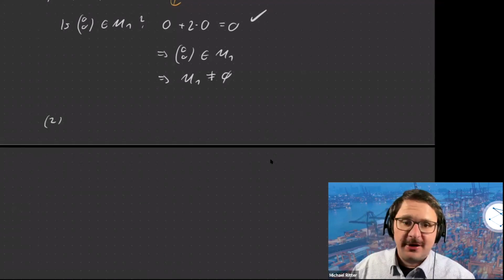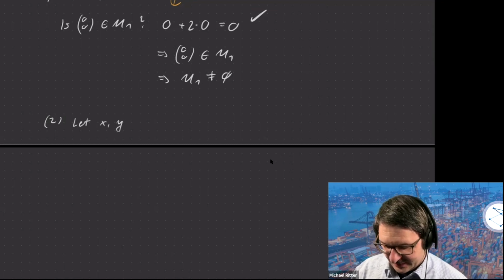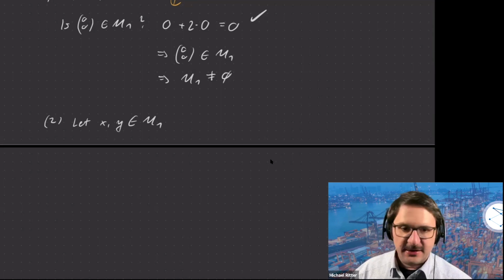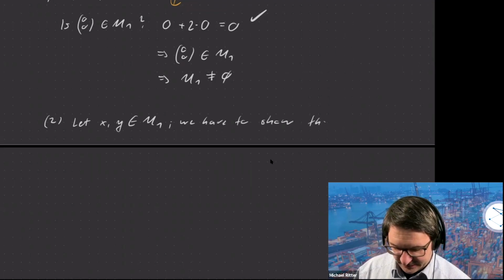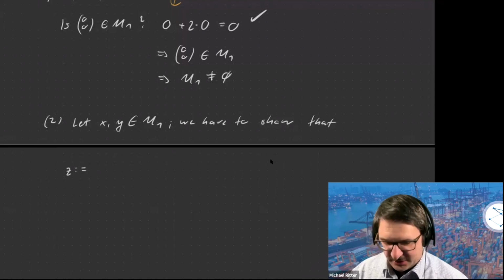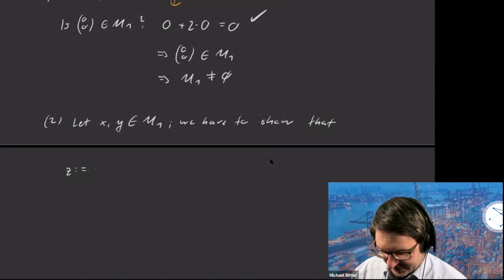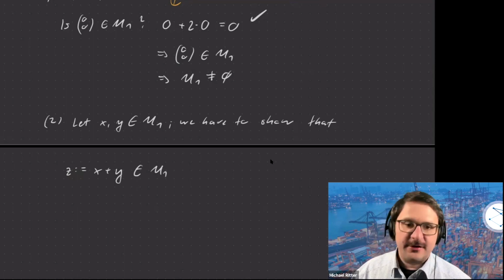The second property of a linear subspace is that the sum of any two elements of that space is again contained in the space. So we take two arbitrary elements, let's say x and y, let those be in U1. And then we have to show that their sum is again in U1. We'll give that sum a name to make notation easier. We'll call that C. So C is x plus y. And we have to show that this is again contained in U1.